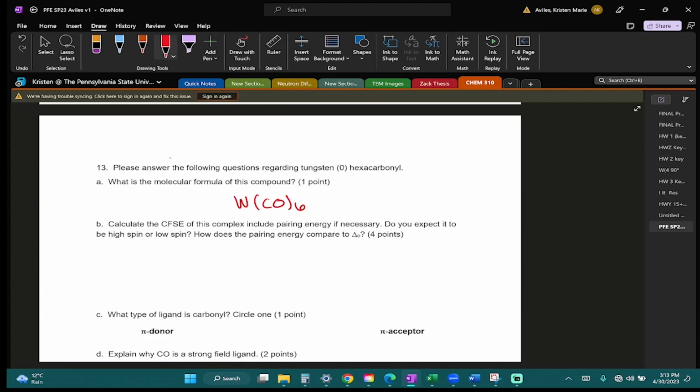Now, does carbonyl have any charge on it? I guess that's a hard question. It does have a charge, but it is neutral. So it's neutral, but the carbon's negatively charged technically, and the oxygen's positive. But the overall charge is 0.